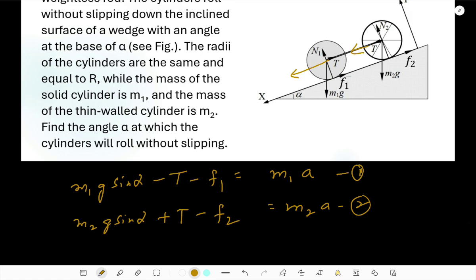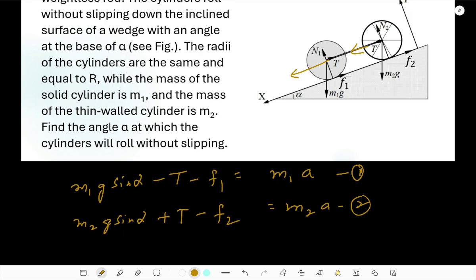I don't need to tell you because you can easily recognize this is a weightless, rigid rod, so the centers of both will have the same acceleration along the x-axis, which is also the acceleration of the center of mass of the system.